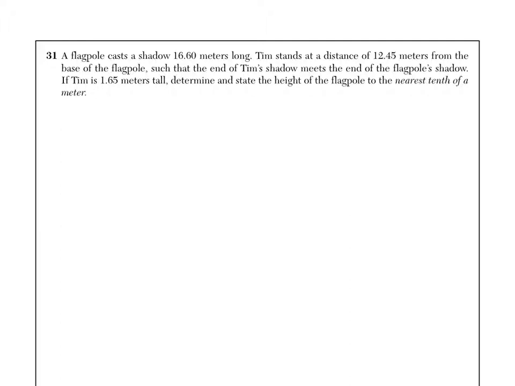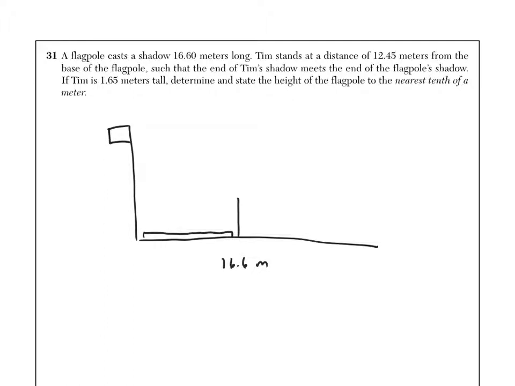Well, this is all about just drawing a really good picture. So we got a flagpole, right? And it has a shadow which goes across the ground of 16.6 meters. All right. Now, Tim stands at a distance of 12.45 meters from the base of the flagpole. So that'd be right here from the base of the flagpole. This is our guy, Tim. And we know that Tim's shadow also meets the end of the flagpole shadow, so both of their shadows meet here. So we can just draw a nice little double triangle like this.